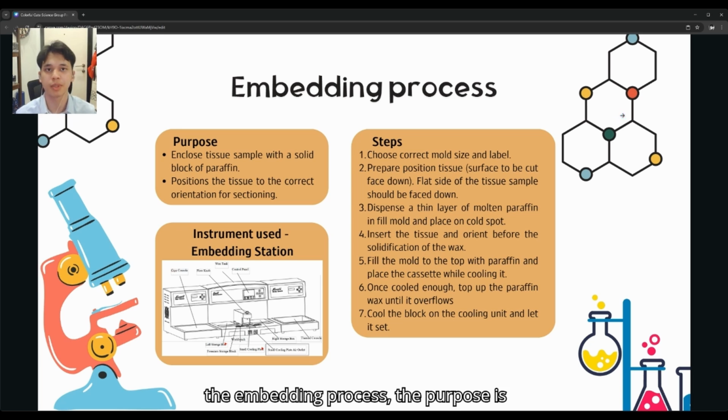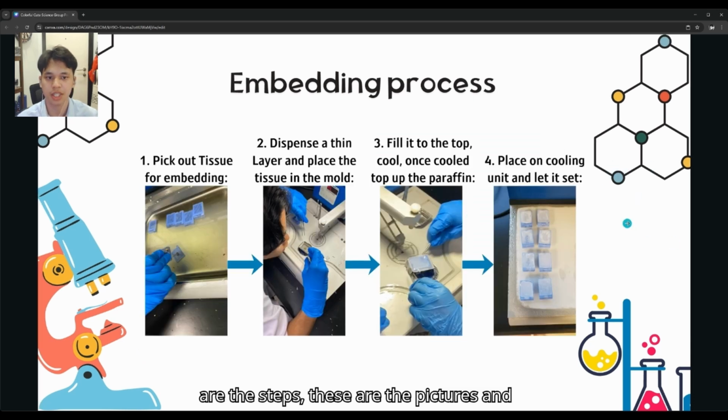As for the embedding process, the purpose is to enclose the tissue sample in a solid block of paraffin. So these are the steps. These are the pictures and the steps.